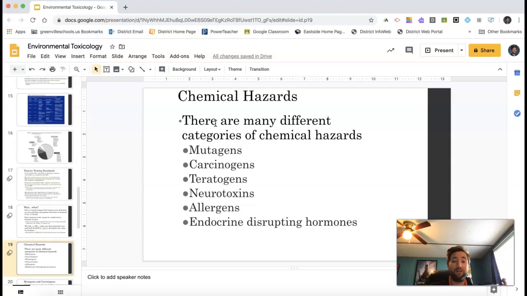So here are the different categories of chemical hazards. The first one we've got here is mutagens, and mutagens are things that are going to mutate your DNA. Most of the time they form these things called DNA adducts, which I'll explain in a second. Carcinogens, which are things that cause cancer. Teratogens, which you may not have heard of. Teratogens are things that cause birth defects. Neurotoxins, we've talked about neurotoxins before in the form of lead and mercury. We'll also talk about some insecticides, allergens, which you've heard of, and then endocrine disruptors.